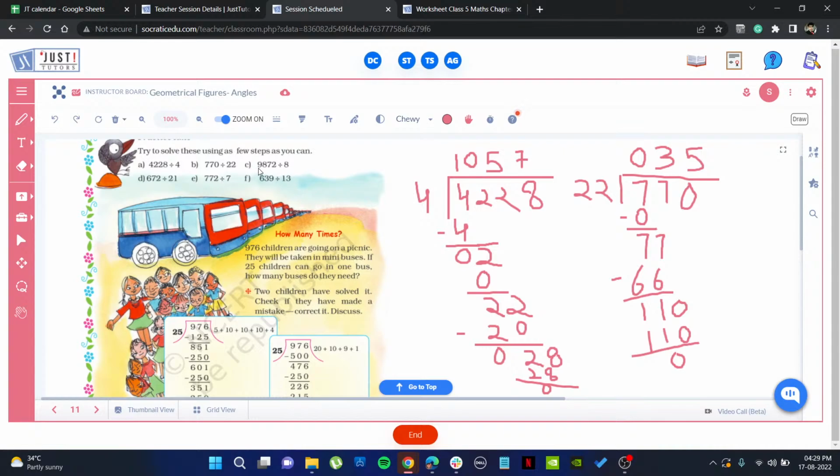Now let's solve for question C. In question C, we have to divide 9872 divided by 8. So let's solve it right here.